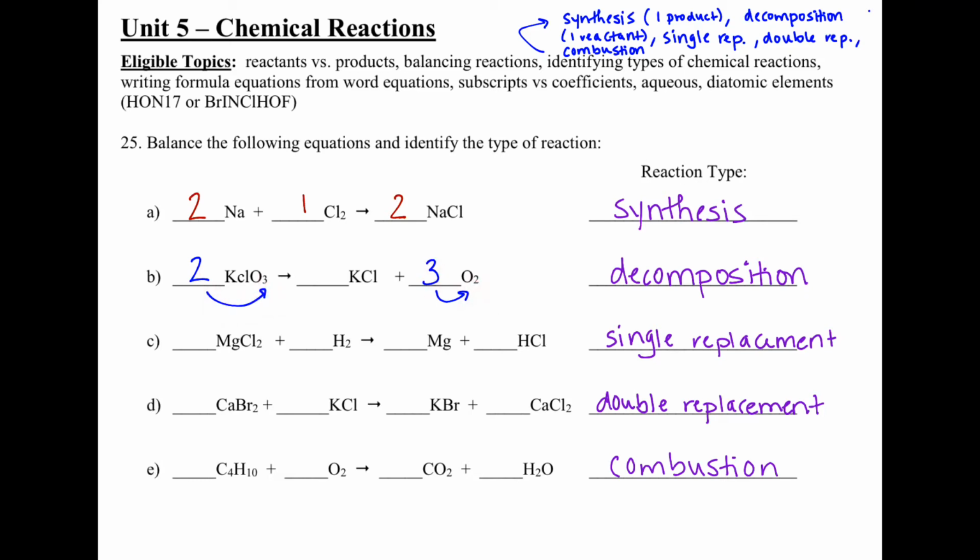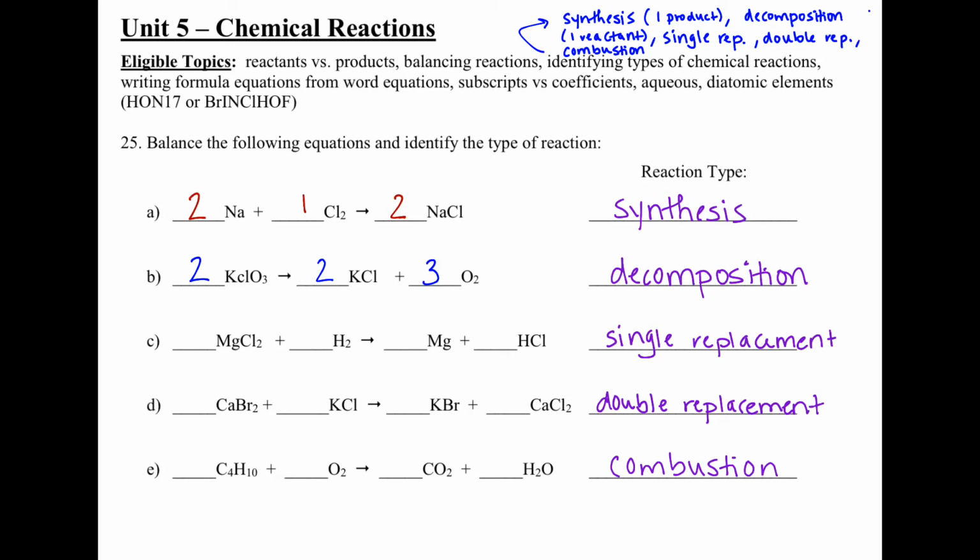Okay, so now if we assess everything again, I have 6 oxygen and 6 oxygen, but now let's check our KCl. I have 2 Ks, and I need to put a 2 there to give me 2 Ks as well. Now I have 2 Cls, so we are all done. When this is balanced, it would be 2, 2, 3. Okay, next one.